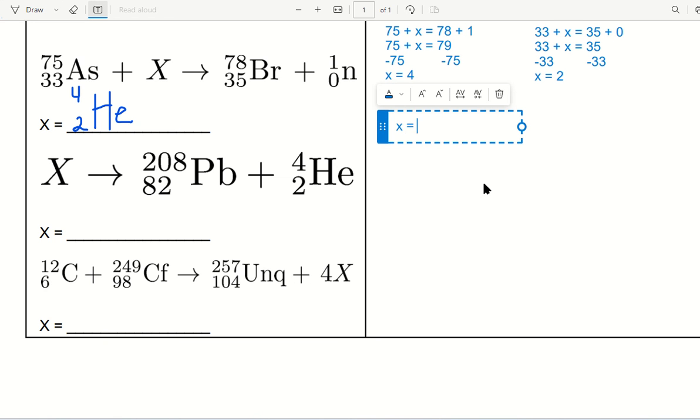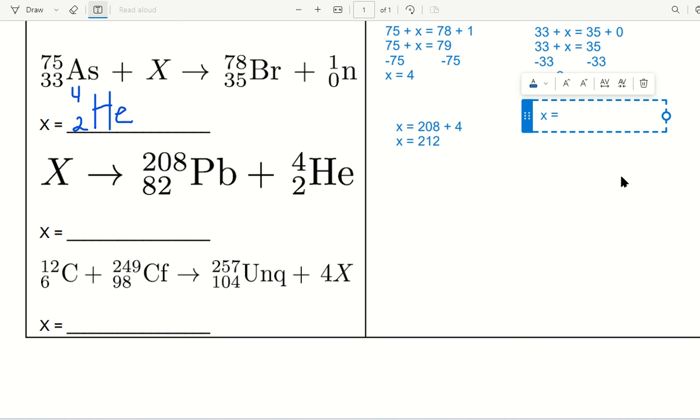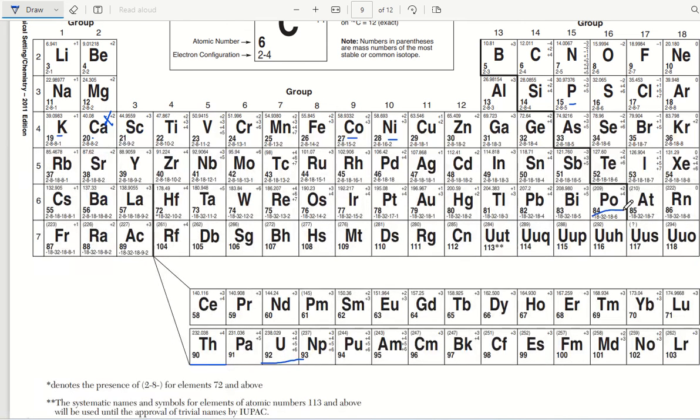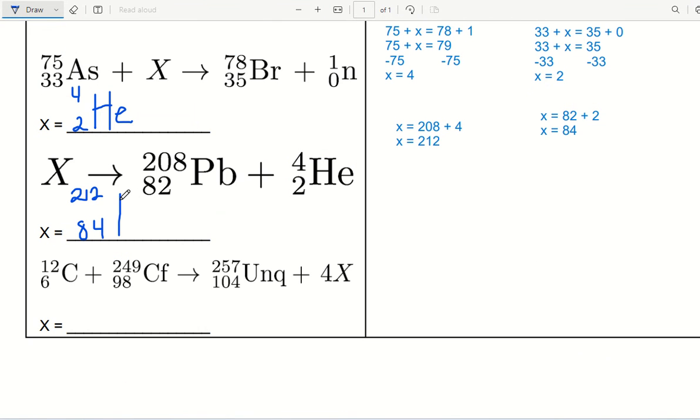x equals 208 plus 4, right? x equals 212. What do we do for the bottom? x equals 82 plus 2. x equals 84. So I need what? On the top, 2, 1, 2. On the bottom, I need 84. What symbol? 84. Here we go. Write the correct symbol.